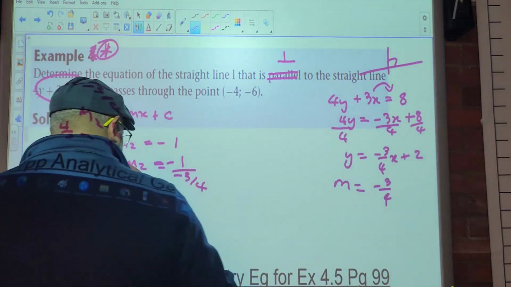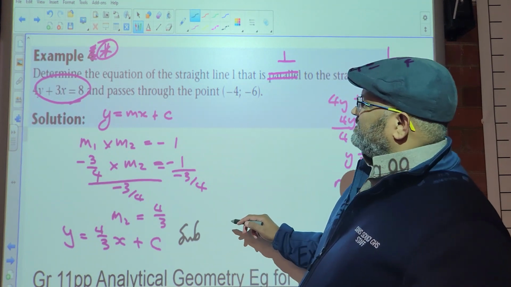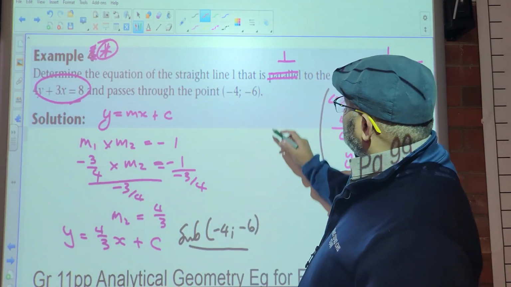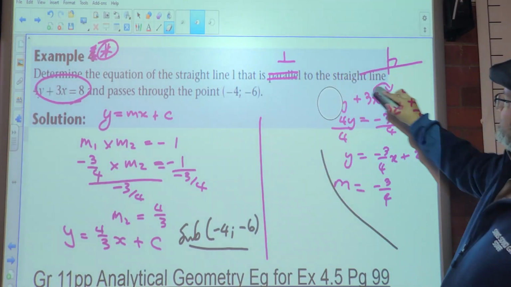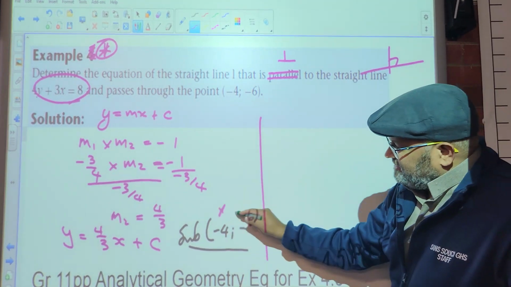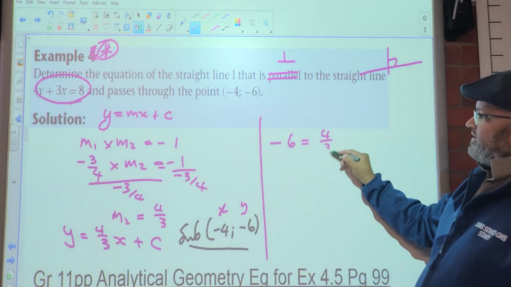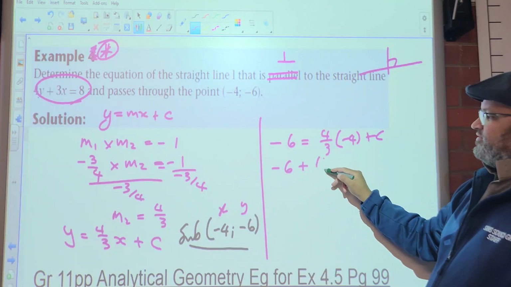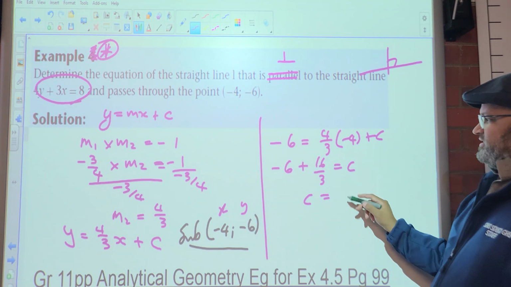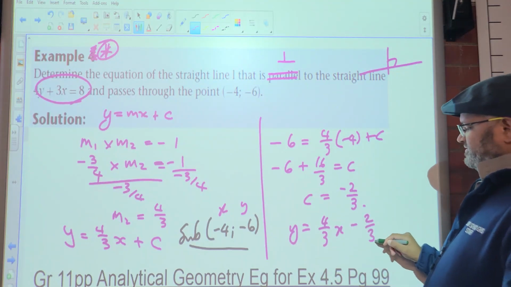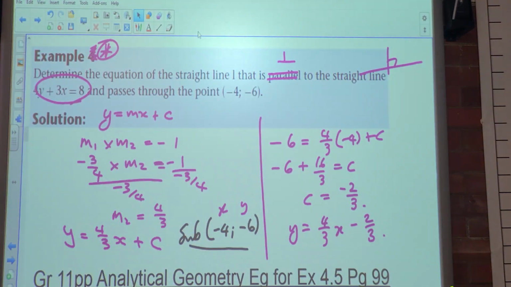And how do I calculate c? So we substitute the point this line is going through, which is negative 4 and negative 6. When I do that substitution now, the equation reads, negative 6 is equal to 4 over 3 times negative 4 plus c. It's going to give you negative 16 over 3, not so? So it's negative 6 plus 16 over 3 equals c. C works out to be negative 18 plus 16, which is negative 2 over 3. My equation is y is equal to 4 over 3x minus 2 thirds. That's good. So was there any problem here?